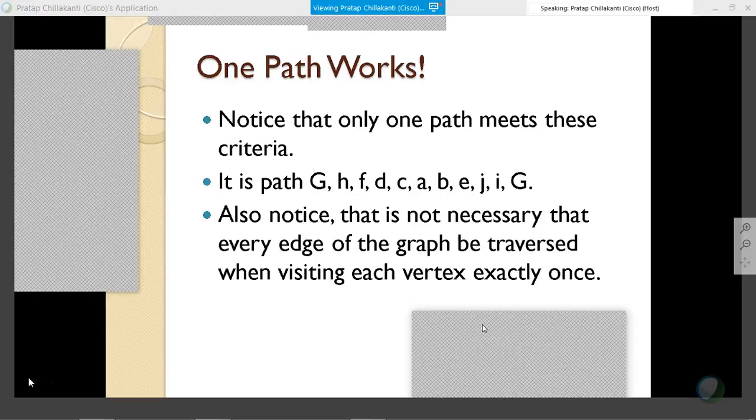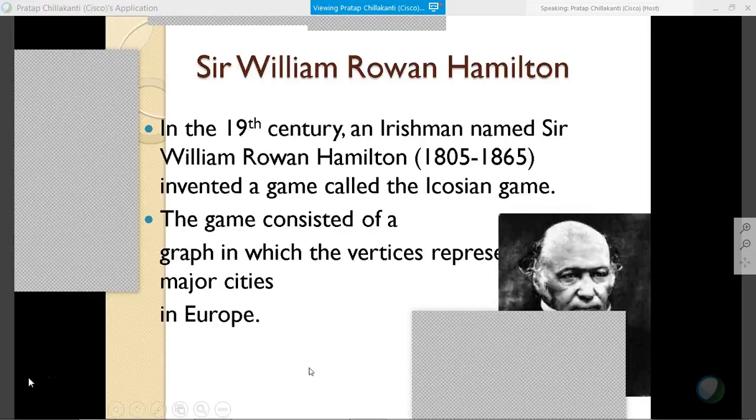So, of course, there's a condition saying that it's not necessary that every edge of the graph needs to be traversed when visiting each vertex exactly once. Those two don't necessarily correlate. So why do we call this Hamiltonian cycle or a Hamiltonian path, right?